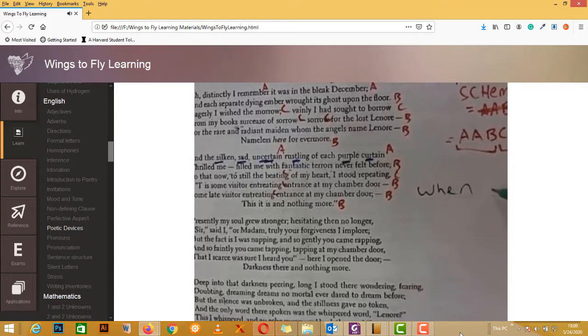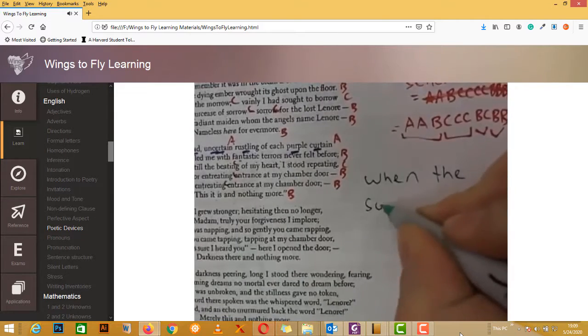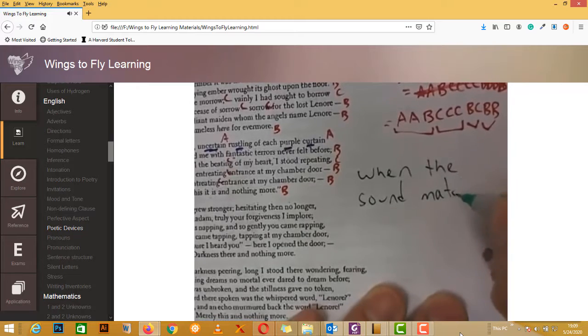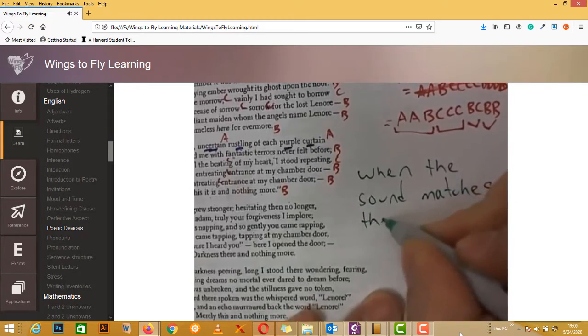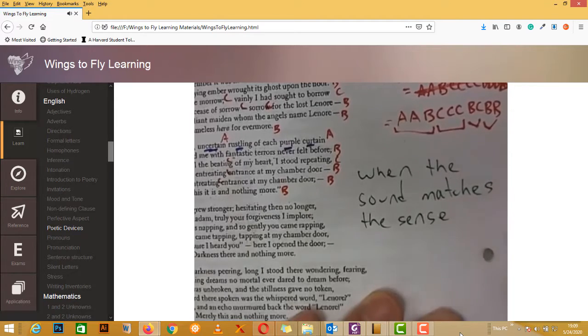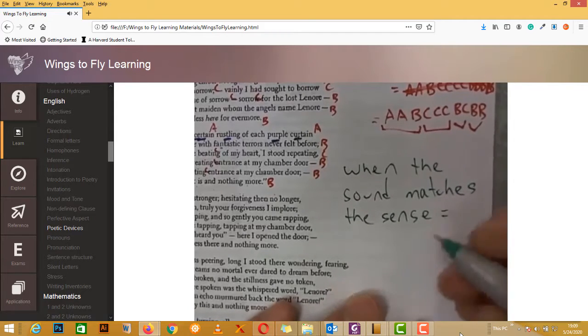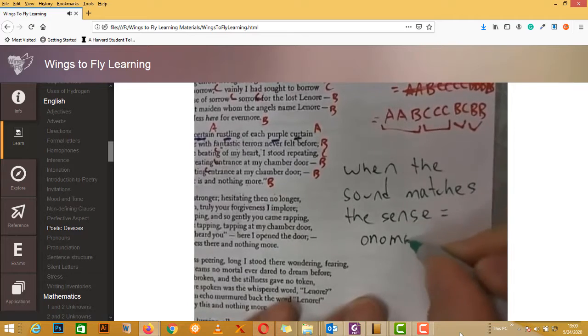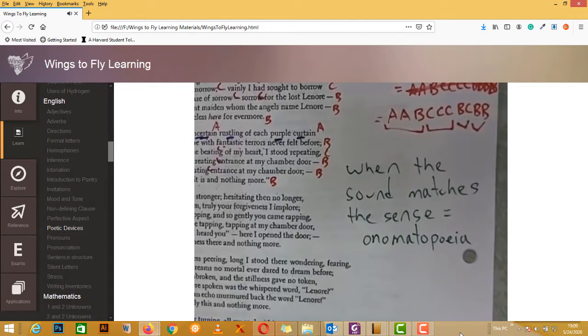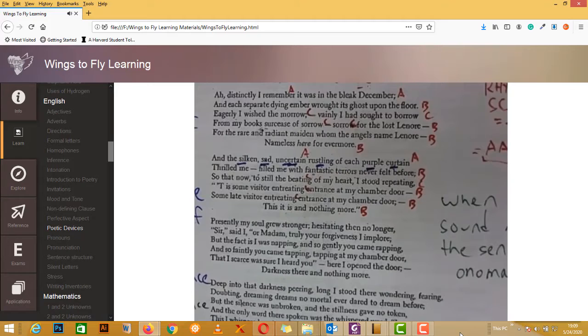When the sound matches the idea, I'm going to say the sense, just because it sounds good, when the sound matches the sense, that is onomatopoeia. So obviously words like bing, bang, boom, but more interestingly, I think, examples like this. The silken, sad, uncertain rustling. The murmur of doves in immemorial elms. Sounds like murmuring, okay?